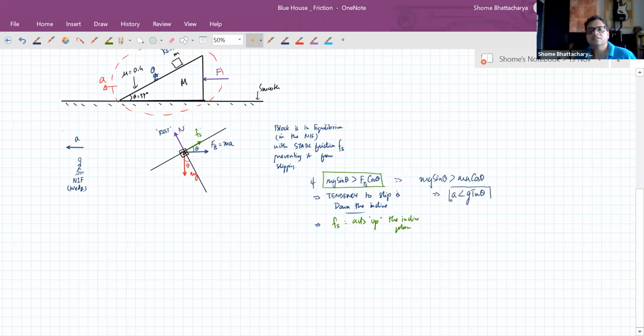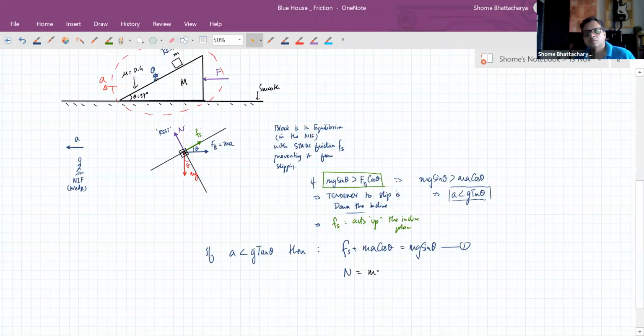So if the magnitude of the system's horizontal acceleration in the ground frame A is less than g tan theta, okay, then for equilibrium the condition is that static friction plus ma cos theta, that is the pseudo force's cos component, together balances mg sin theta. Okay. And the normal reaction balances the sum of mg cos theta plus ma sin theta.